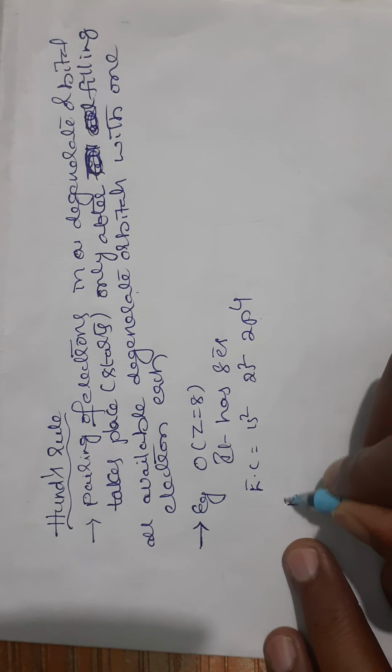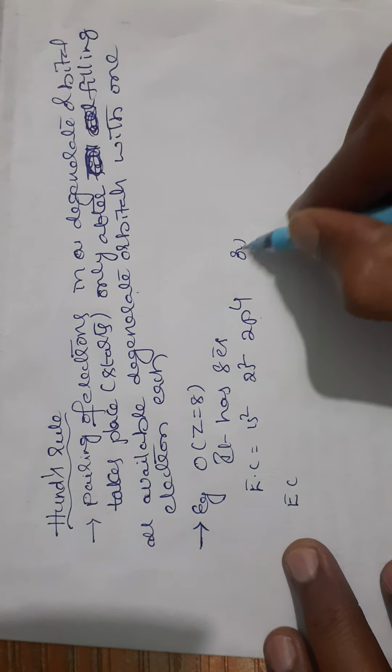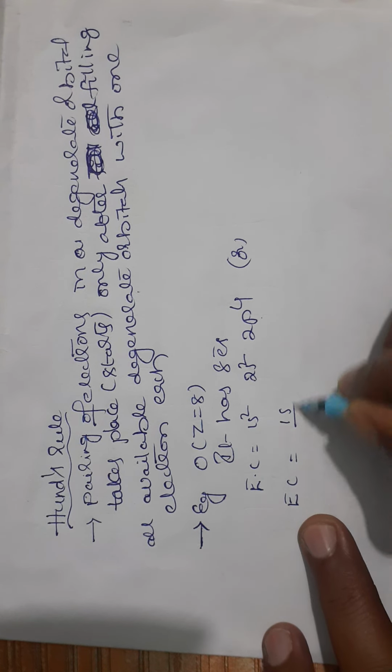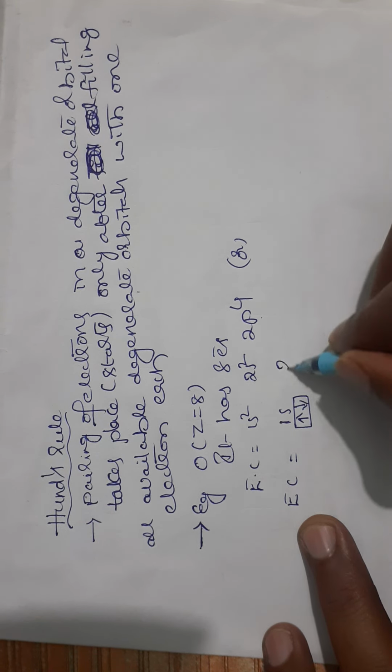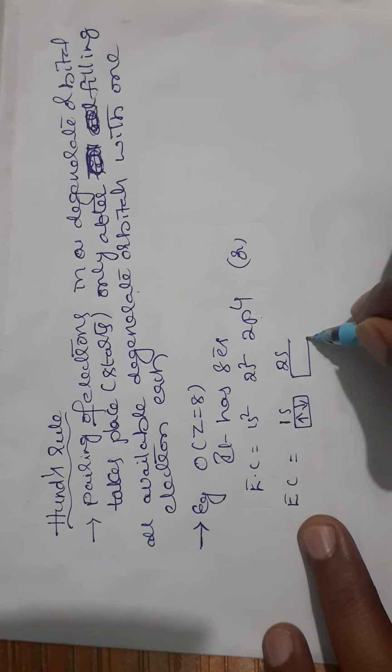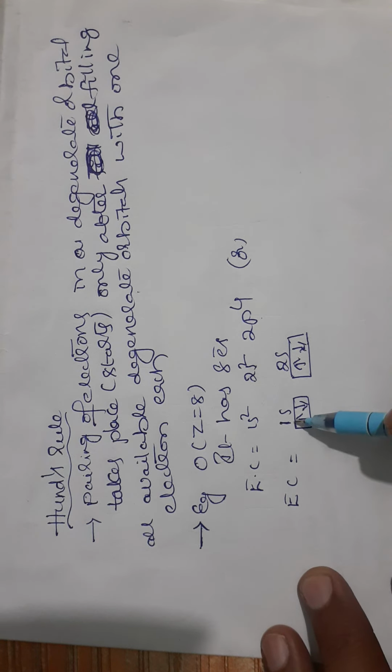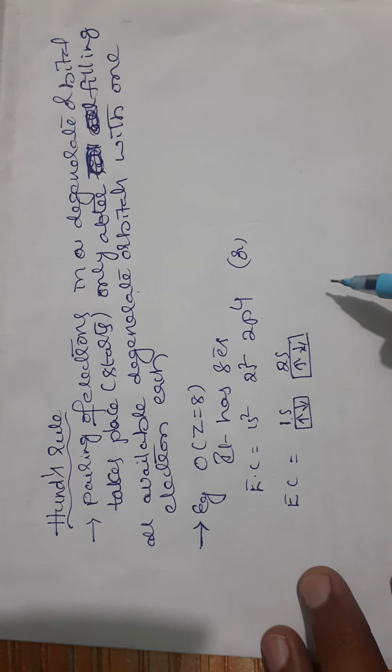So according to Hund's rule, this electron configuration can also be written like this. The 2 electrons present in the 1s orbital enter the 1s orbital at a time. The 2 electrons of the 2s orbital can also enter at a time, like this. Into this 1s and into this 2s, 2 electrons at a time entered.